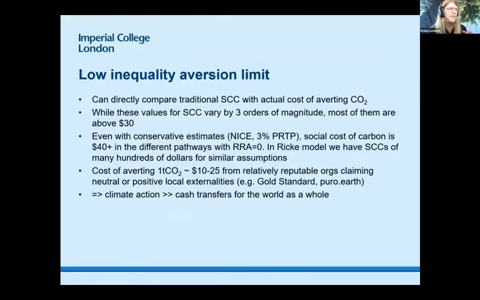So you'd say, obviously, you should do something about climate change. You should not really worry about simply sending people money. And that makes sense because if you're not inequality averse, there's no advantage to sending people money. So you're really just saying, can you do anything at all about climate change cost effectively? And the answer is usually yes, because there are at least some means reported for averting a ton of CO2 for relatively cheap standards with neutral or positive local externalities.